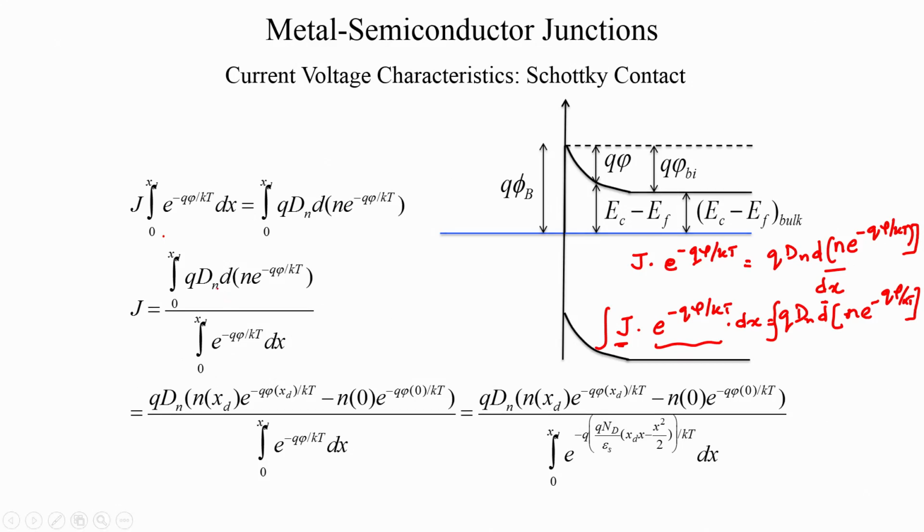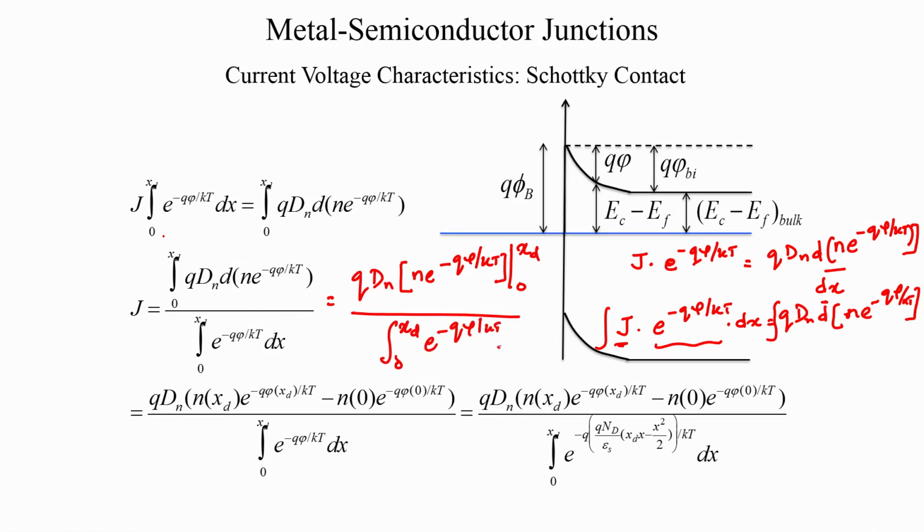So, the upper integral is easy. This is integration from 0 to x d, sorry, that is not very clear, but it is 0 to x d. So, the numerator is quite straightforward, because there are no terms here that depend on this particular factor, and therefore, the numerator is simply q dn into n e to the power minus q phi by k t, with the limits going from 0 to x d. The denominator is something we will look at a little later. Okay. So, that is that expression.